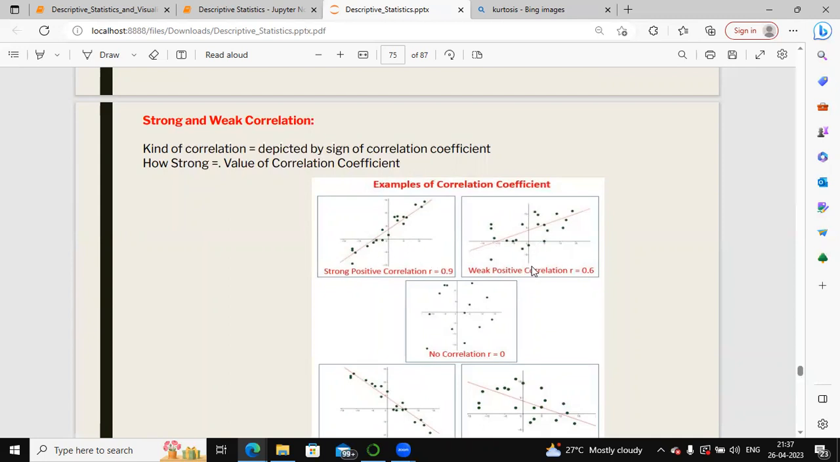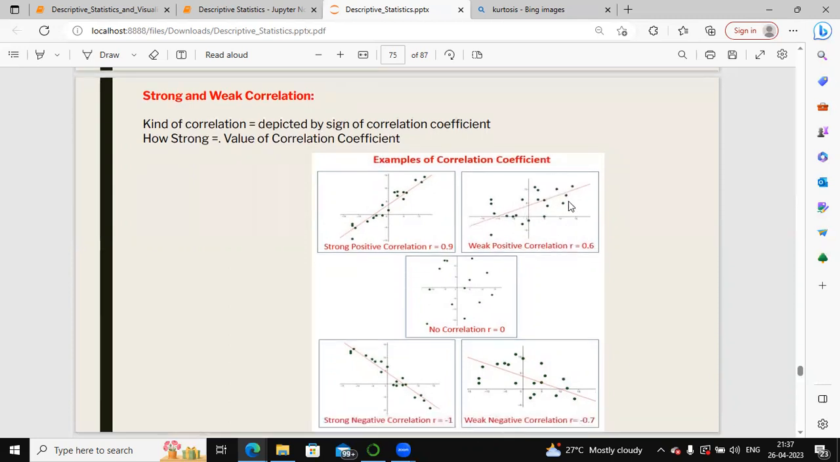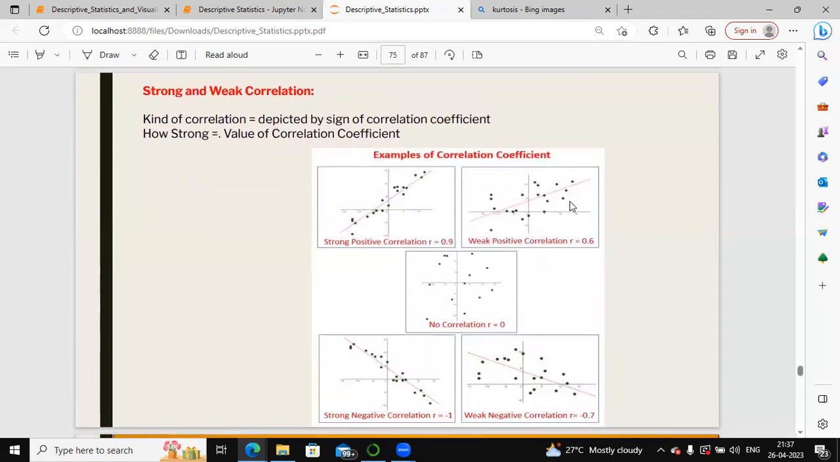So if you see this weak correlation with 0.6, you see some values are away from the linear line, far away from the linear line. So that's why some points are on the line and some points are near to the linear line. So this is weak correlation because some points are far away and it is giving high covariance.